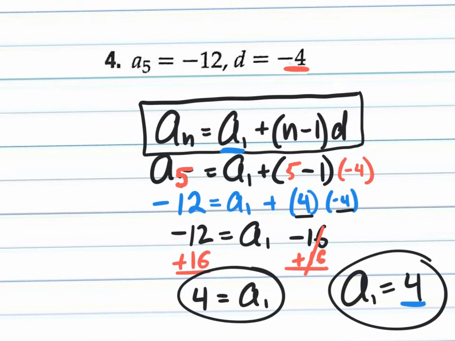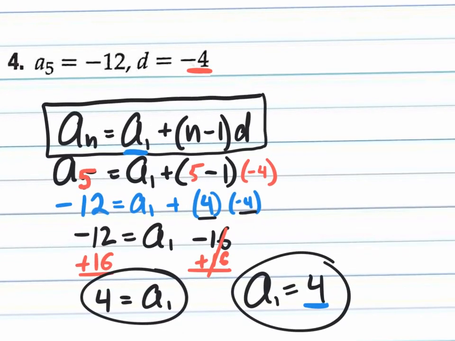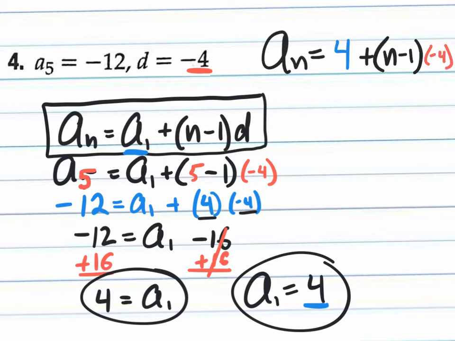So our answer to number 4, writing the a sub nth rule: a sub n equals a sub 1, which we said was 4, plus n minus 1 times that common difference d, which happens to be negative 4. So let's distribute the negative 4. I mean, this is your rule, but it's ugly. It's not simplified. You have to distribute and then combine like terms to make it as nice as possible.